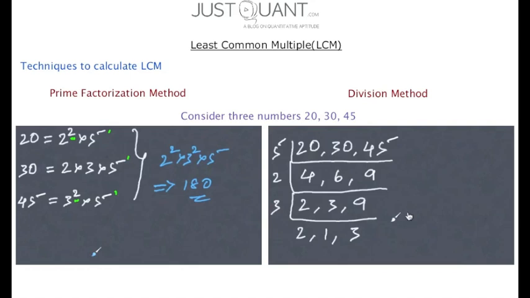So now in order to calculate the LCM, we take a product of all these numbers here. That is, we take product of 5, 2, 3, 2, 1 and 3. Okay, so which gives us 2 square into 3 square into 5, which is equal to 180. Hence, we have calculated the LCM of 20, 30 and 45 by division method to be 180, right?